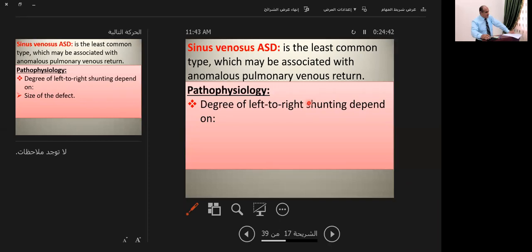من تزداد البلمونري فاسكولار ريزيستنس أكثر من السيستميك فاسكولار ريزيستنس وهنا راح يصير shifting of the blood from the right side of the heart to the left side. فإذا manifestation of the communication between two circulation depend on the main degree of the left to right shunt، يعني البرزنتيشن سوري تعتمد على الماجنتيود اوف ذا رايت شنت.